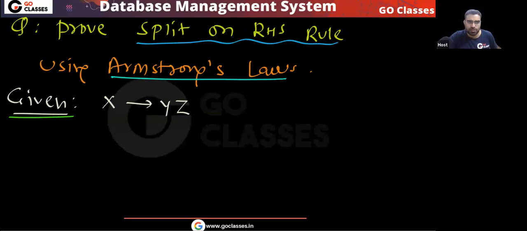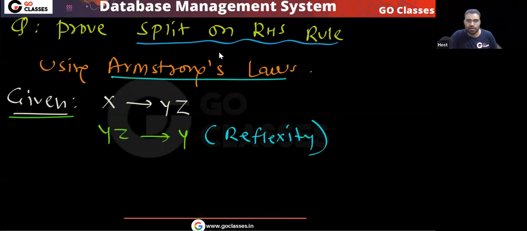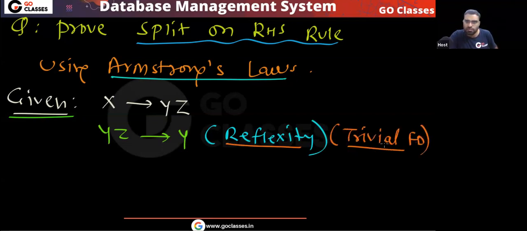So tell me how to do this. I need to reach here. From here, I need to reach here. I need to go to X determines Y. So what I will do, very simple: just use reflexivity. Using reflexivity, can I say YZ determines Y? Can I say this? This is your reflexivity, agree? This is your trivial functional dependency. Is this an Armstrong law?